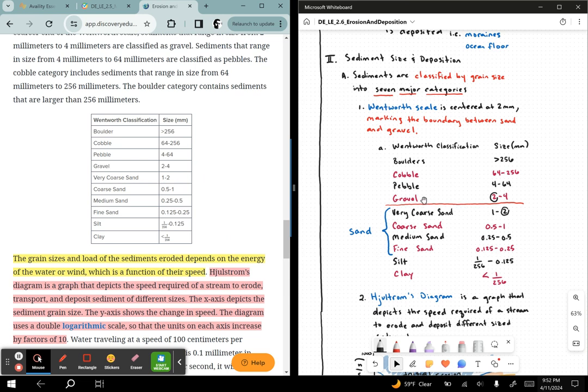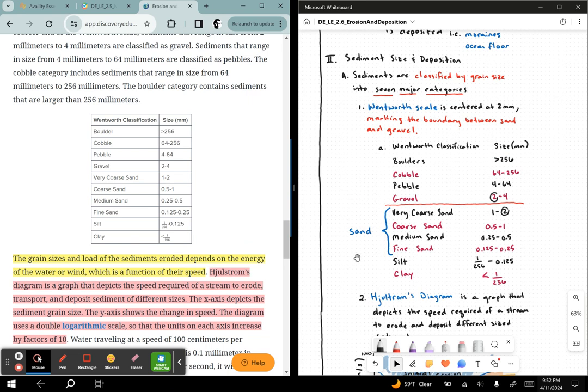Well, yeah, you do have bigger material. You have things like gravel, 2 to 4 millimeters in size. You have pebbles, which are 4 to 64 millimeters in size. Cobble, which is 64 to 256 millimeters in size. And anything bigger than 256 millimeters is called a boulder.